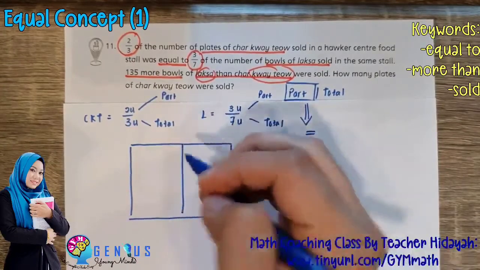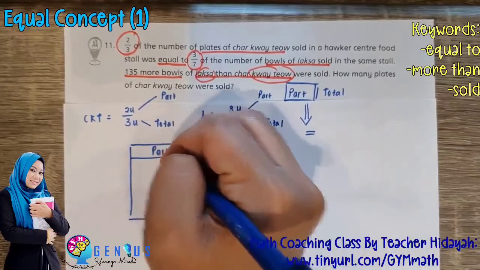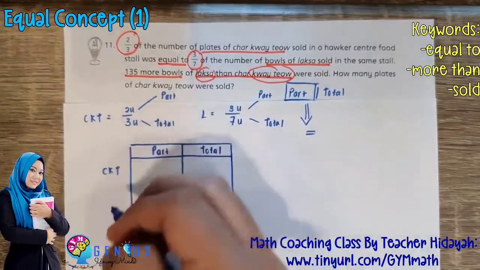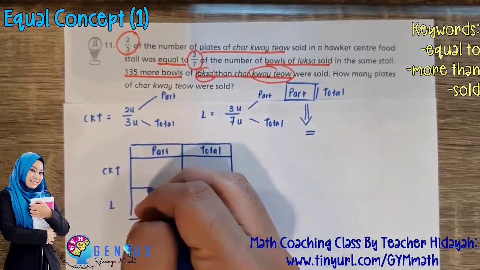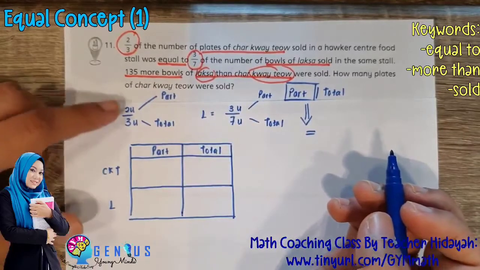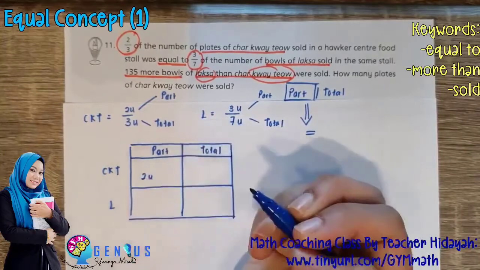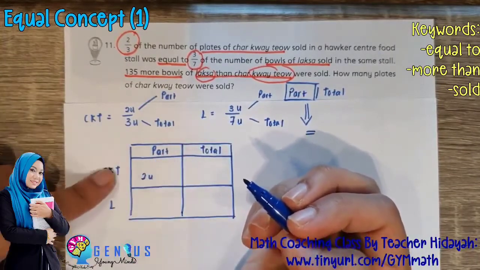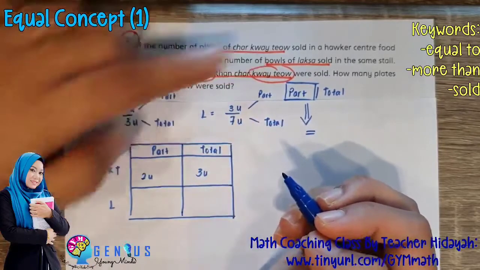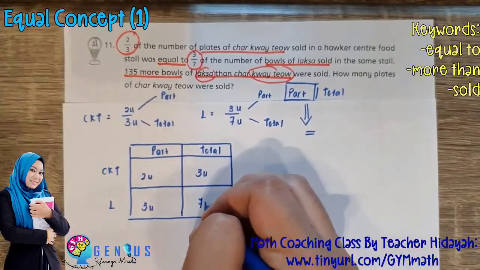We are going to cut the table into 2 parts. So we have the part and we have the total. Then we have the char kway teow and then we have the laksa. Then you cut it into 2 separate rows. Now, char kway teow parts. How many parts are there? There are 2. So you write down 2 units. What's the total for char kway teow? We look here. There are 3 units. Now, laksa part is 3 units. Laksa total is 7 units.